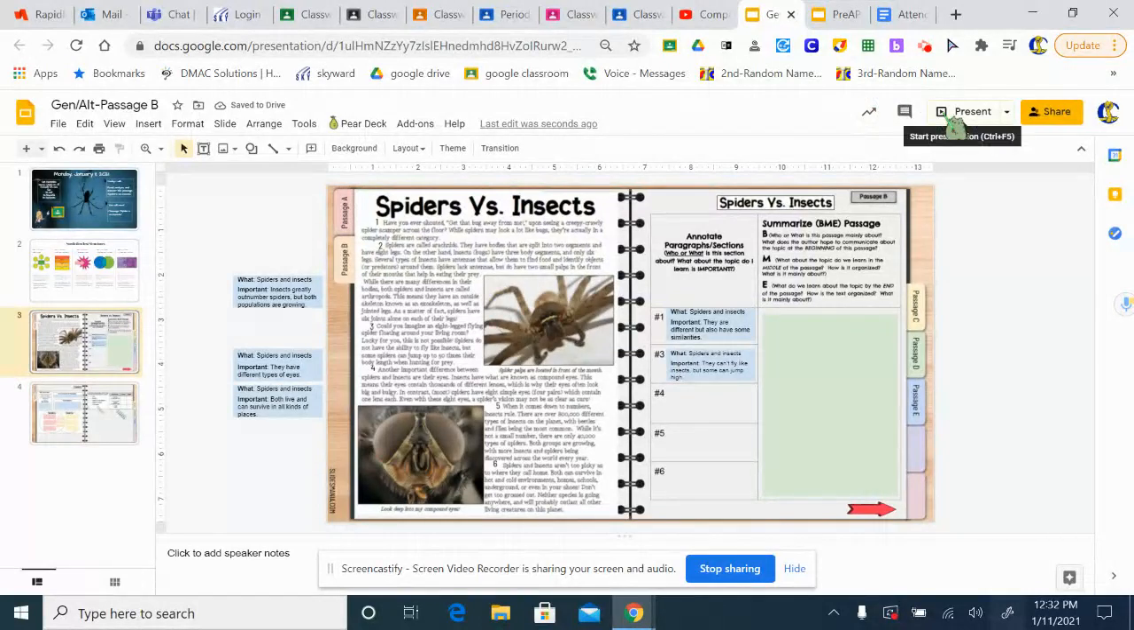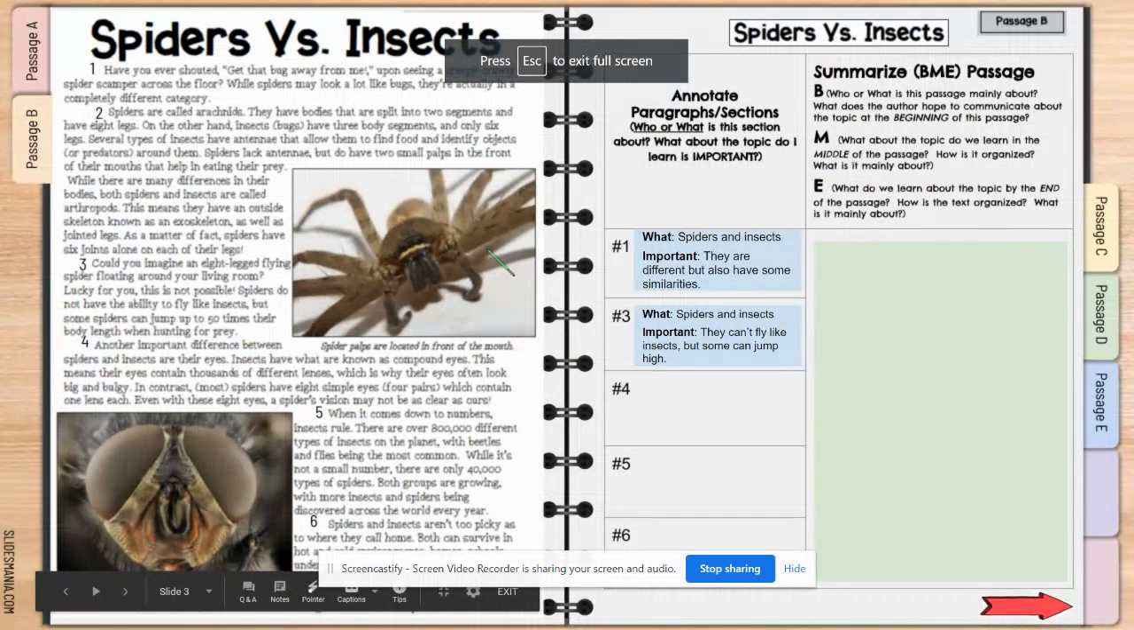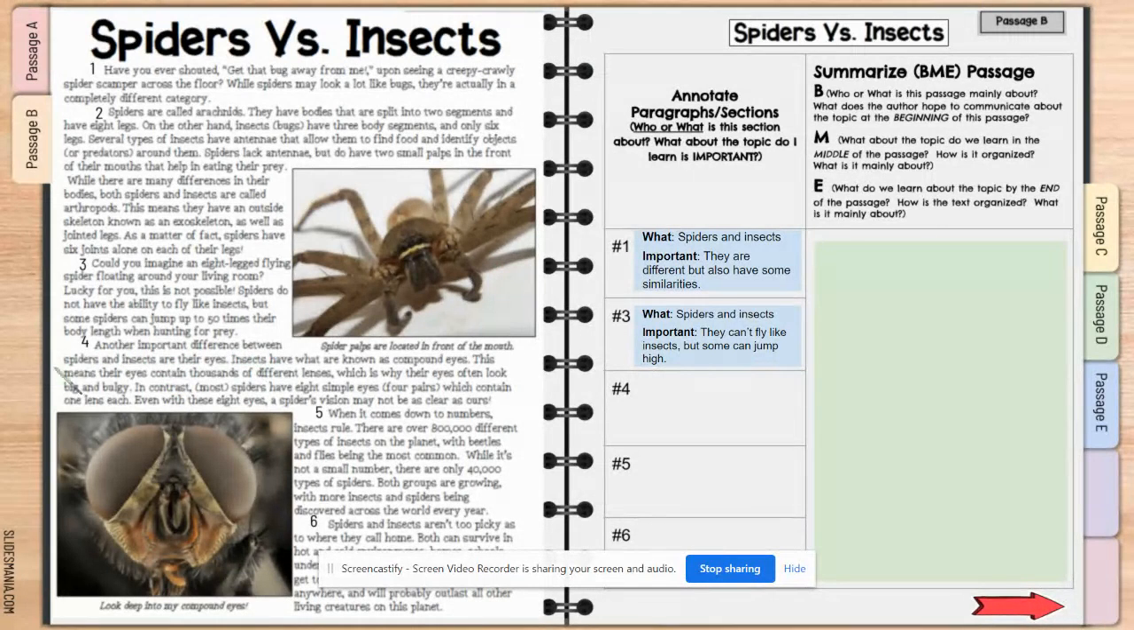Let's read paragraph 4. Paragraph 4. Another important difference between spiders and insects are their eyes. Insects have what are known as compound eyes. This means their eyes contain thousands of different lenses, which is why their eyes often look big and bulgy. In contrast, most spiders have 8 simple eyes, 4 pairs, which contain 1 lens each. Even with these 8 eyes, a spider's vision may not be as clear as ours.